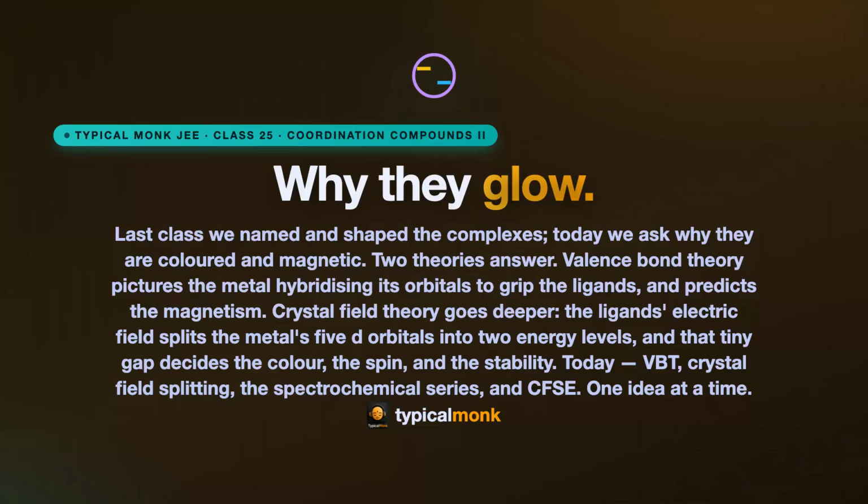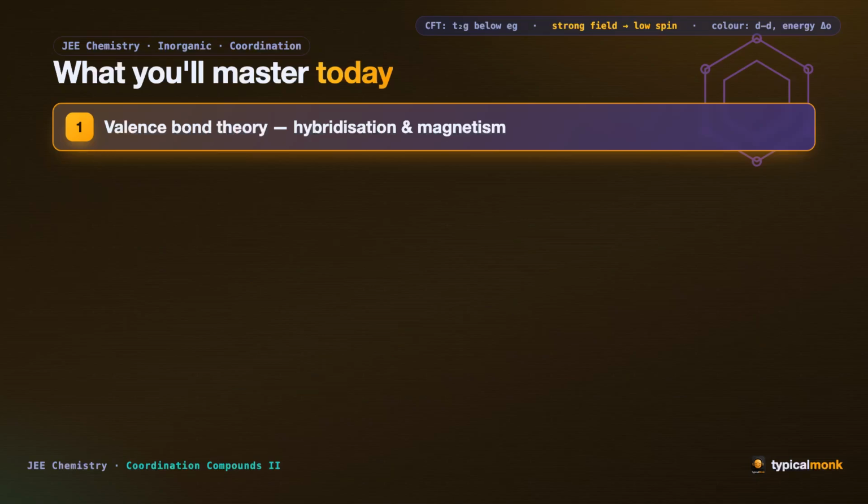Two theories answer. Valence bond theory pictures the metal hybridizing its orbitals to grip the ligands and predicts the magnetism. Crystal field theory goes deeper. The ligand's electric field splits the metal's 5d orbitals into two energy levels, and that tiny gap decides the color, the spin, and the stability. Today, valence bond theory, crystal field splitting, the spectrochemical series, and the crystal field stabilization energy, one idea at a time. Here is what you will master today.